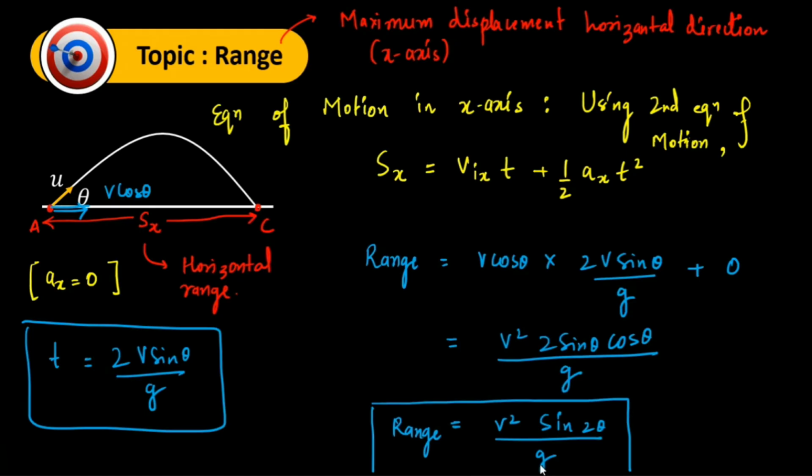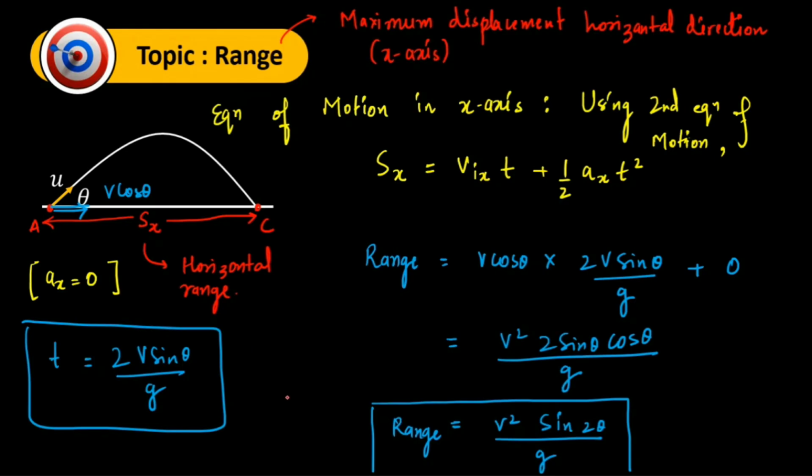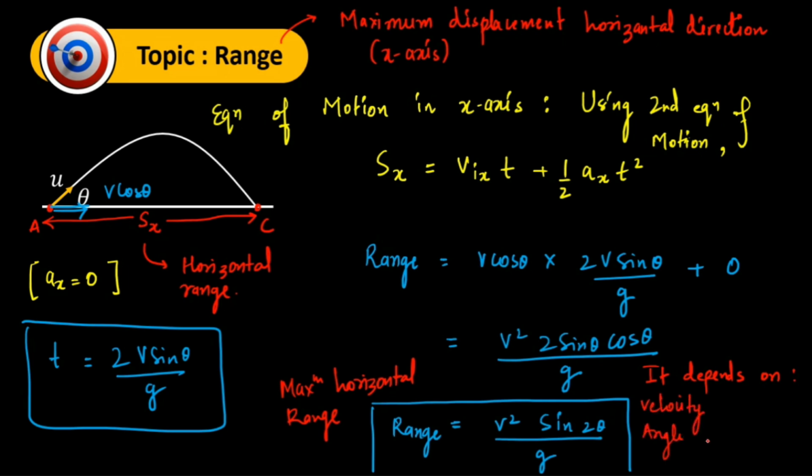This is how you are supposed to write it. This is the maximum displacement that the particle does in x-axis, or we can call it the maximum horizontal range. Again, you can see that this maximum horizontal range depends upon two factors, that is the initial velocity and the angle of projection. So if you have these two things with you, you can find out the horizontal range as well.